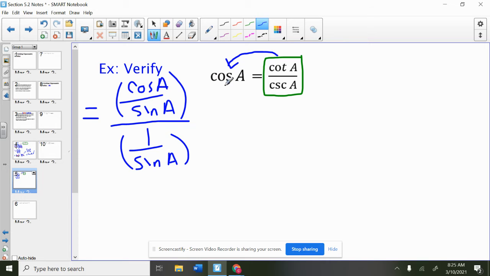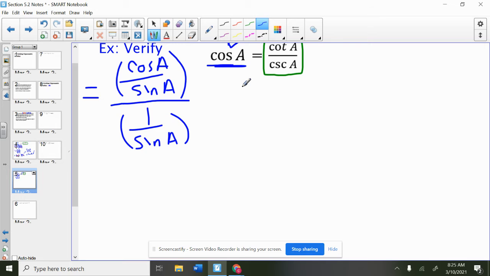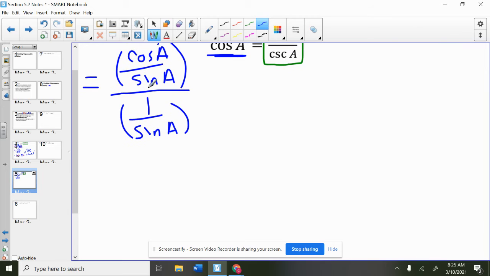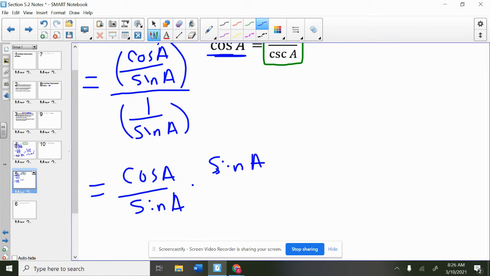So my final thing is I've got to get a cosine of A somehow. And I have to do it mathematically in a legal way. I can't just cancel stuff out because you think it cancels when it doesn't. So keep it, change it, flip it again. The top stays the same, cosine of A over sine of A. Change division to multiplication, and then I flip this fraction. 1 over sine is now sine over 1.